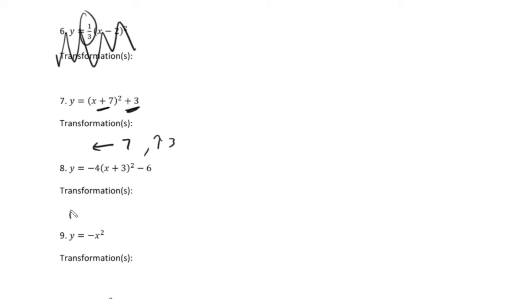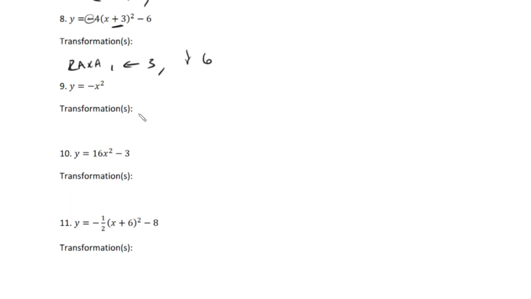Then here, the negative is a reflection about the x-axis. The negative does that. The +3, just like the +7, moves it left 3. The -6, just like the +3, moves it up and down, but in this case it moves down 6. Here, just negative x squared, well, that's just a reflection about the x-axis. Here, 16 is a vertical stretch by a factor of 16, and then down 3 because your minus 3 is outside the parentheses.